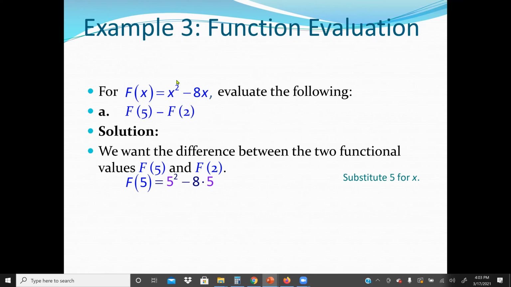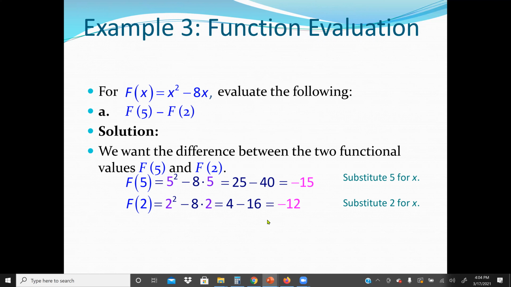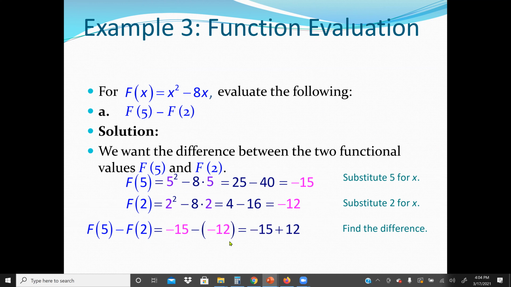So f of 5 will be 5 squared minus 8 times 5, and that gives us negative 15. Then we look for f of 2, which will be 2 squared minus 8 times 2, and that will give us 4 minus 16. The final answer will be minus 12. Now we find the difference of the two, f of 5 minus f of 2. That will give us minus 15 minus minus 12, which is minus 15 plus 12, and that will give us minus 3.